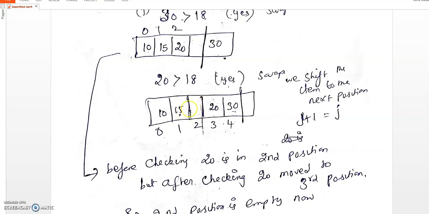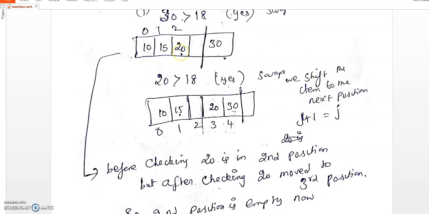So the comparisons will end up here, and we have identified the correct position for inserting the 18th element, which is the second position. Understand? So we swap the items when the item in the sorted list is greater than the key element. We move the greater item to the next position, so we have to increment by 1, isn't it?